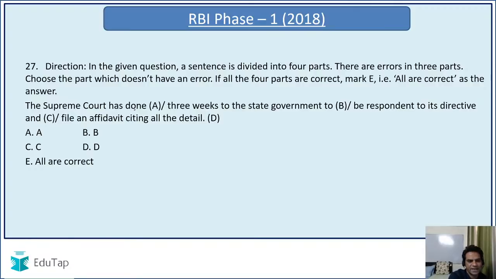The Supreme Court has given three weeks to the state government, the respondent, to respond to its directive and file an affidavit citing all the details. So I think the correct part is again part number B. We had to find the part which had no error in it. Right, guys?